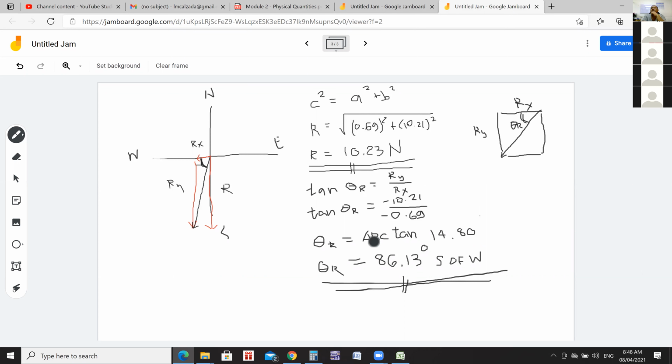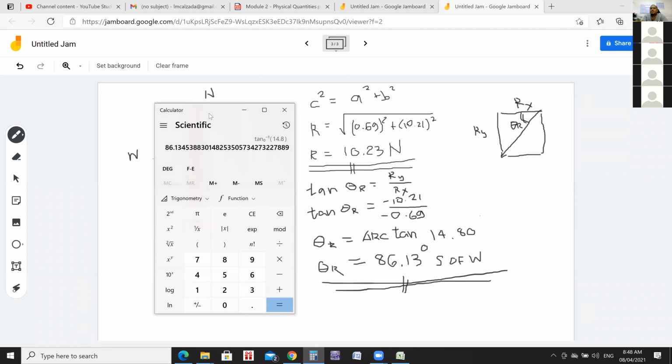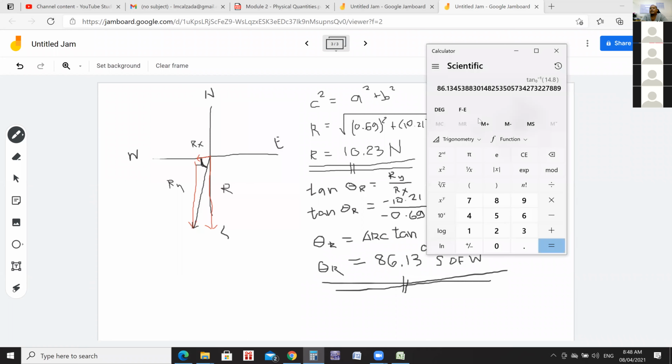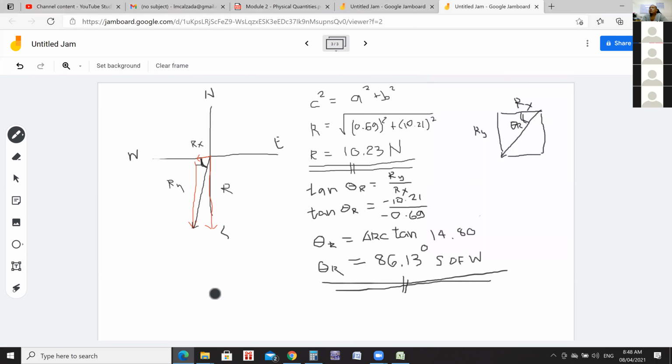The arc on your calculator is shift, and arc tangent is shift tangent. What is on your calculator is tangent negative 1. Can you see my calculator now? Look at the tangent there: second function, tangent negative 1. That tangent negative 1 is actually arc tangent. For example, if you have 0.5 and want the arc sine of 0.5, that is shift sine, and you will get 30 degrees.